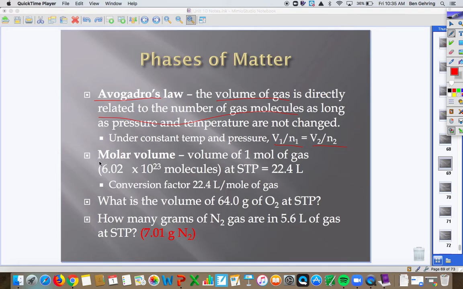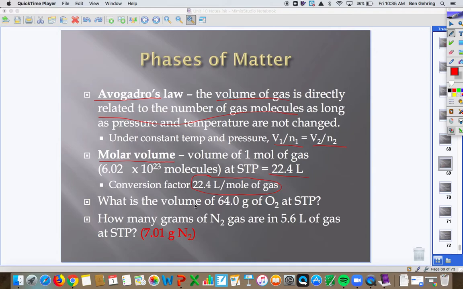And he determined that the molar volume, so the volume of 1 mole of gas at STP, so if we have standard temperature, standard pressure, remember standard temperature is 0 degrees Celsius or 273 Kelvin, standard pressure is 1 atmosphere, the volume of this gas is going to be 22.4 liters. And so his conversion factor, the one you're going to use, is 22.4 liters per mole of gas. So we can go from volume to grams or grams to volume, which is what we're going to do here.